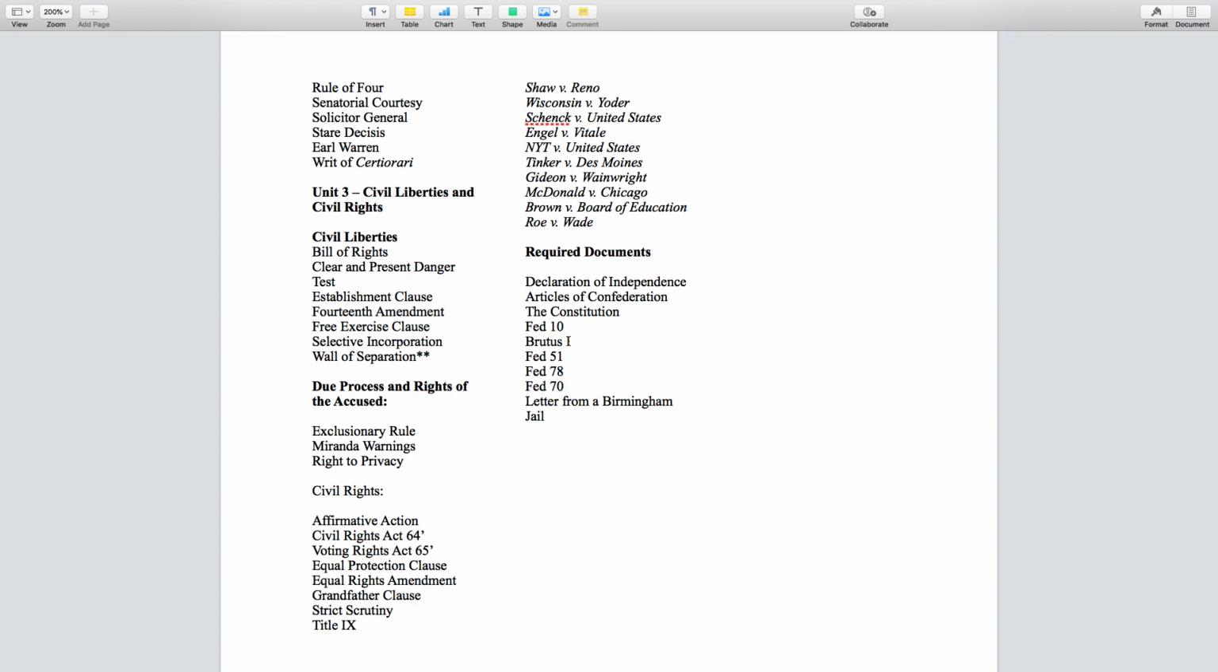Fed 78, we want an independent judiciary. They will then be able to protect the Constitution. We want them insulated from public opinion. We don't want them elected. We want them serving life terms, because then they're going to be loyal to the Constitution and not to us, and not to what is popular with the people.